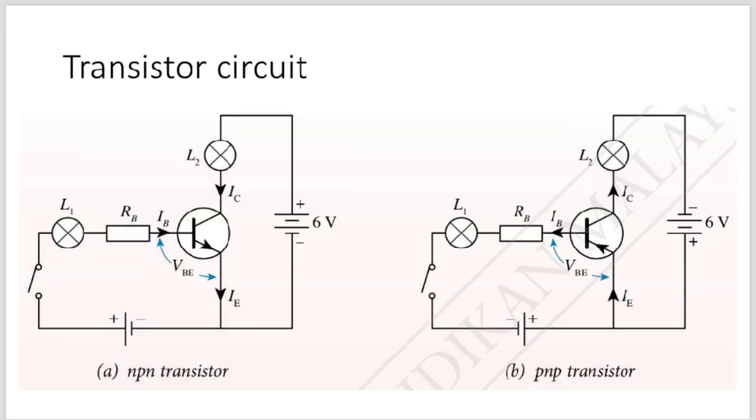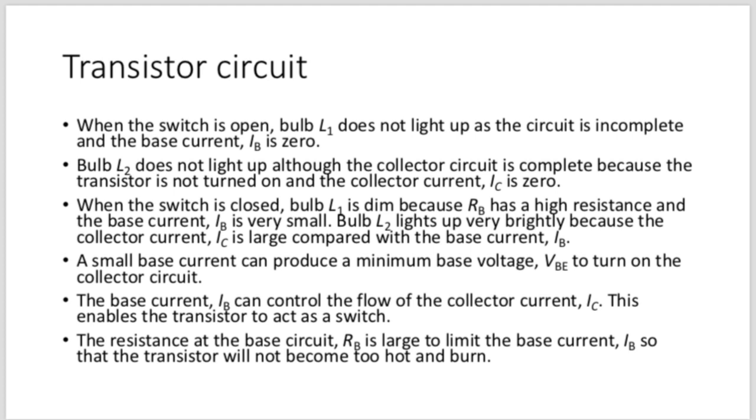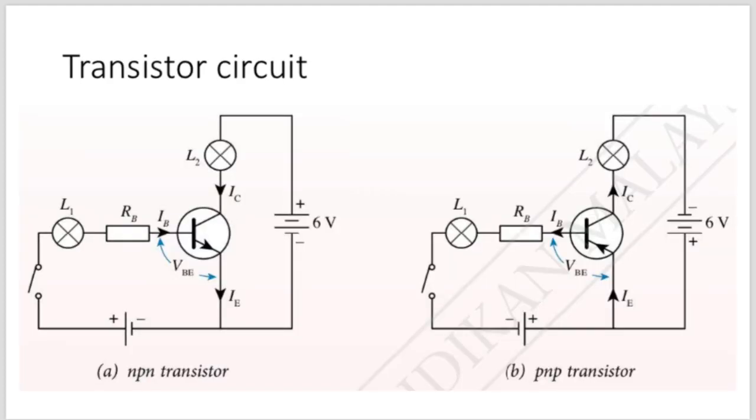Right? So now, when the switch is closed, bulb 1 is dim because R_B has a high resistance. If we close the switch now, we have a resistor here, so L1 is not going to light up very brightly. And so the current of the base circuit is going to be pretty small. However, in the other circuit, there's no resistor. And now that the base point is receiving some current, it is now saying, okay, now that I'm getting some current, I will allow current to flow from the collector to the emitter. And so the other light also lights up.